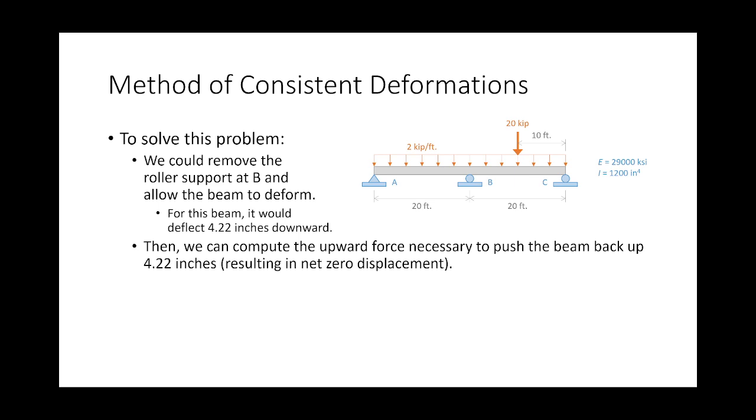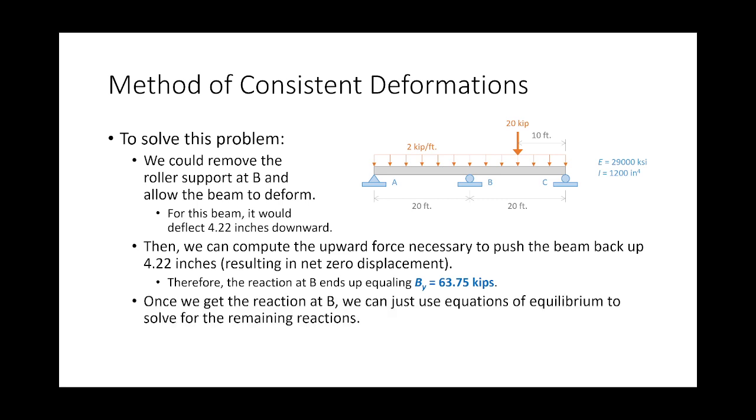Does that make sense? And whatever that upward force is, that's the reaction at B because it results in net zero displacement. Does that concept kind of make sense? Okay. So if you do the math, you get the reaction at B is like 63.75 kips. And once you have the reaction at B, then you can use equations of equilibrium, sum of forces and sum of moments to solve for the rest. You get your reaction at A and your reaction at C, and then you can draw shear diagrams, moment diagrams, etc. That is a method.